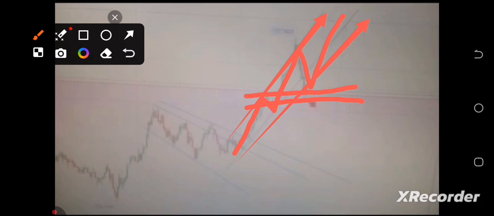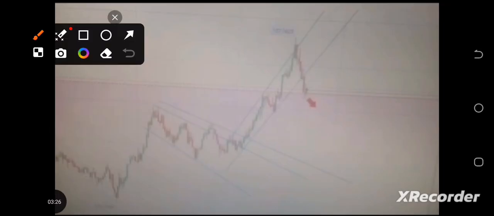Okay, so the overall trend is up. This is a bullish flag. After the breakout of the flag, the market pushes upward directly, because that is the direction of the trend. This is a bullish flag, after which we saw a breakout, right?